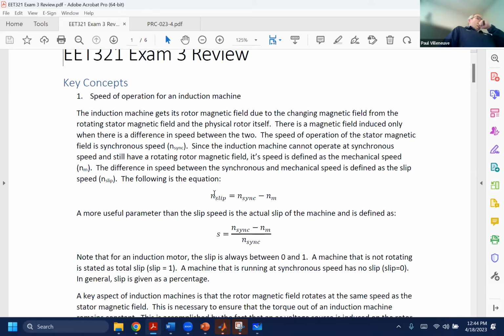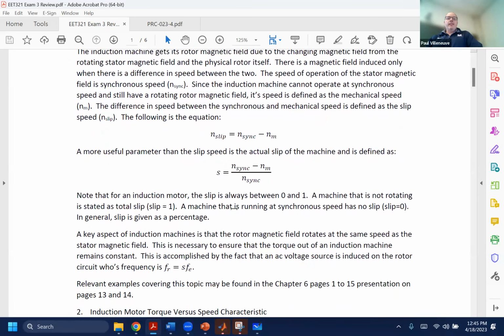Do I really care what the actual slip is? All I care about is I want a motor that can put out 100 horsepower as efficiently as possible. So I don't really care if this is 5 or 500. I just want this percentage to be as low as possible so I can get as efficient a motor as possible. So slip is going to vary between 0 and 1.